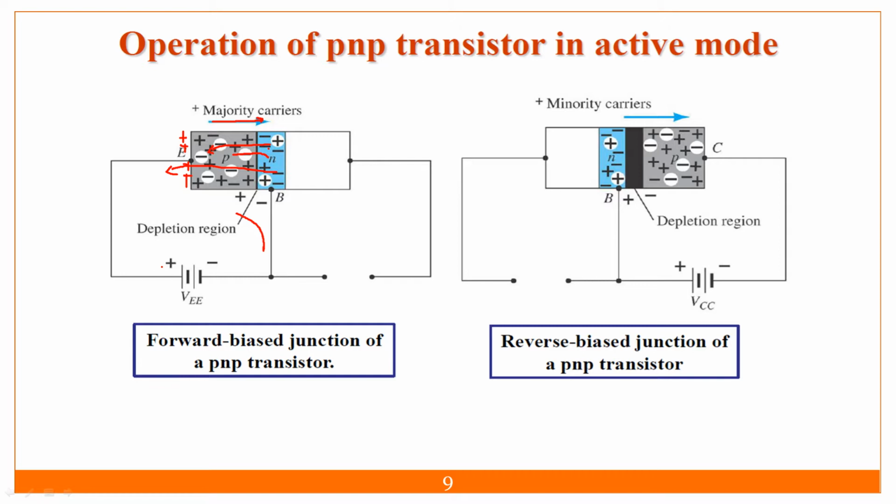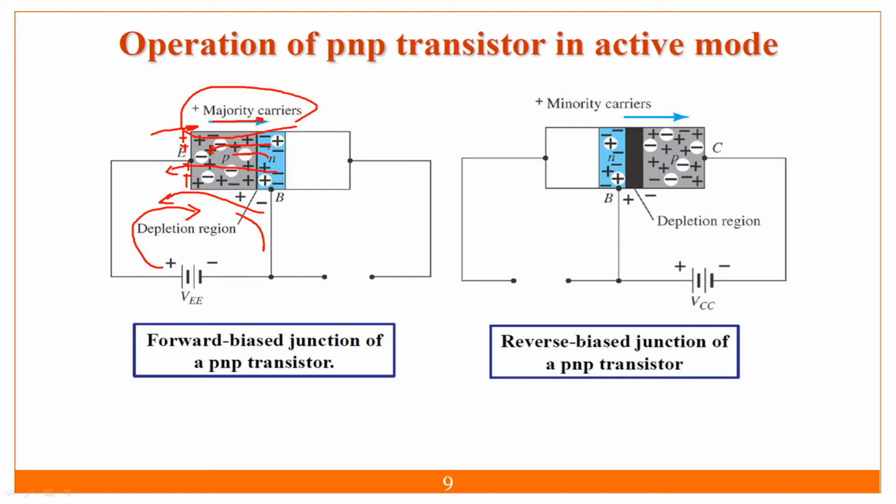We know that current always flows from positive to negative, and electrons flow opposite to that. The holes flow in the same direction as the current flowing through this. So the overall current flows due to the majority charge carriers.